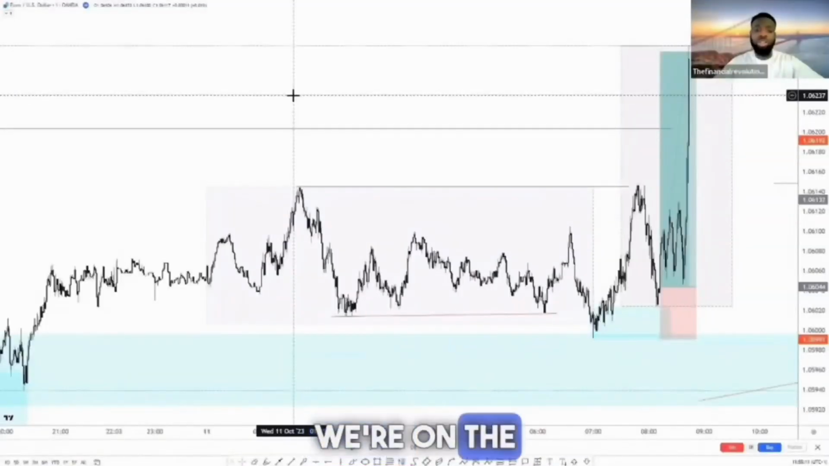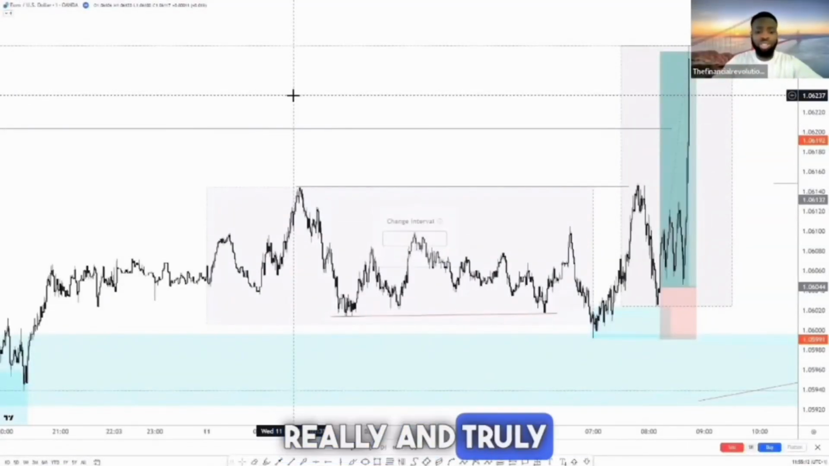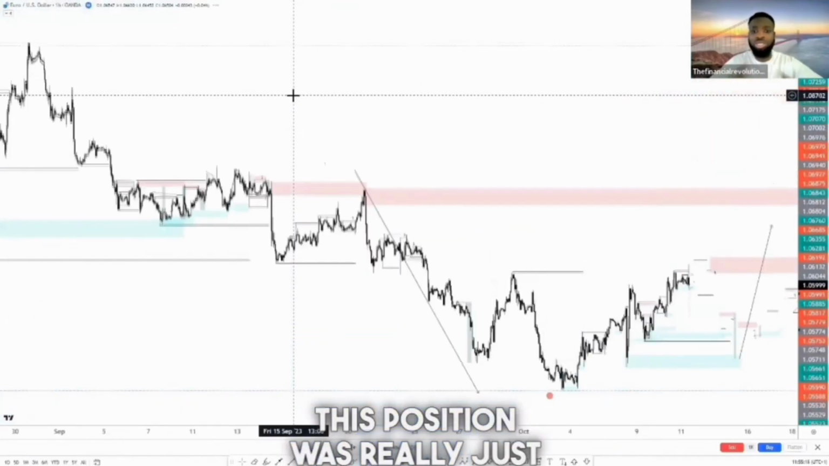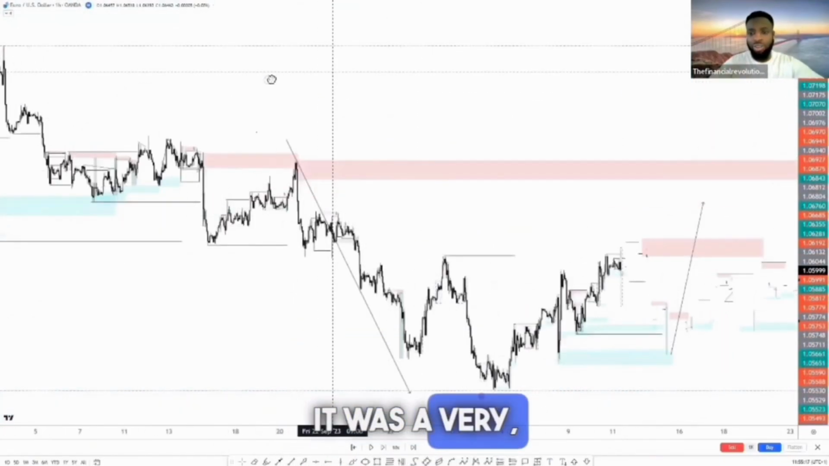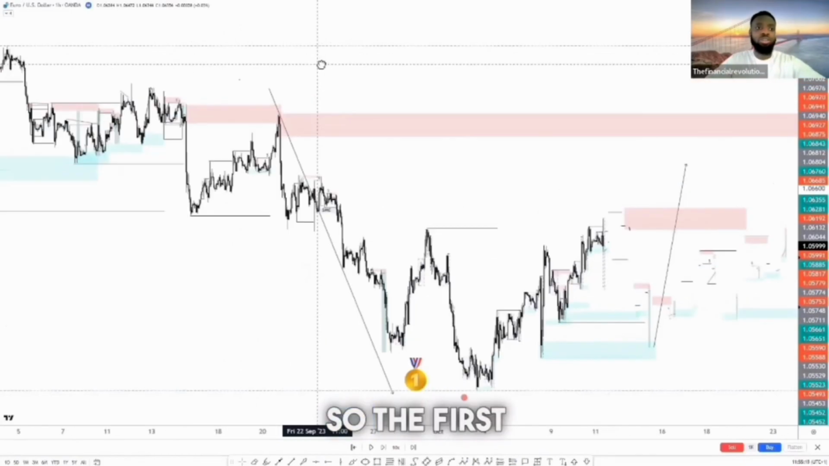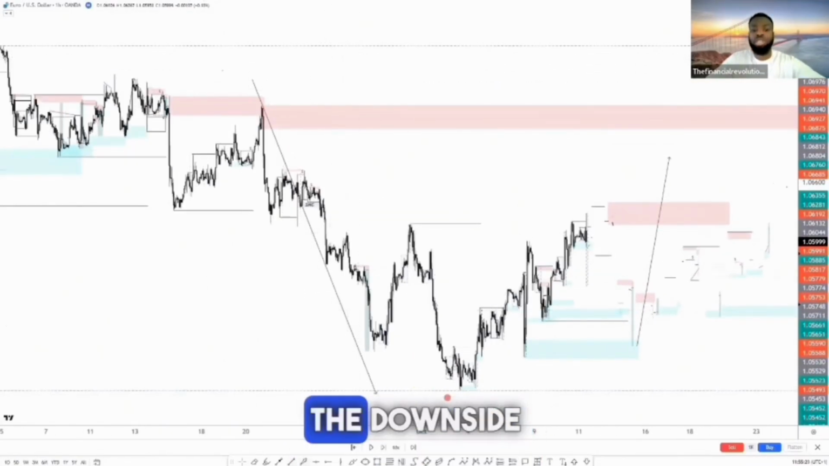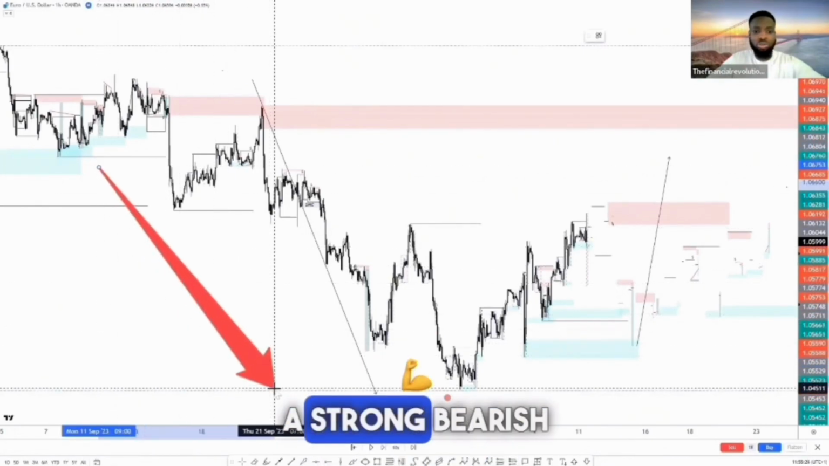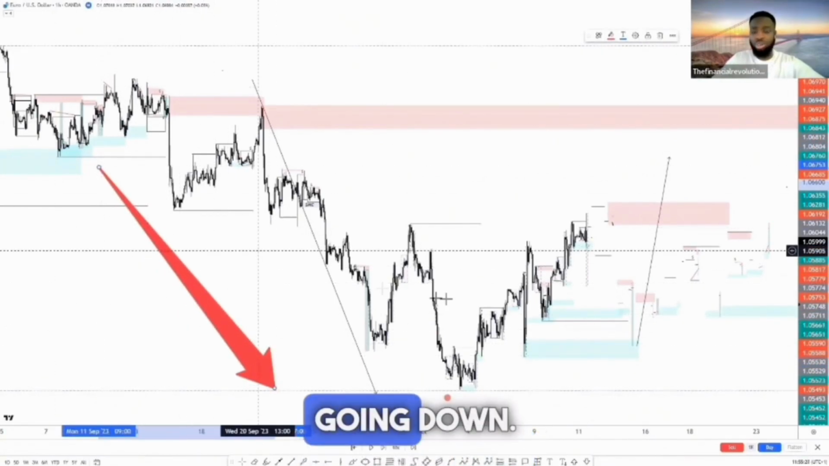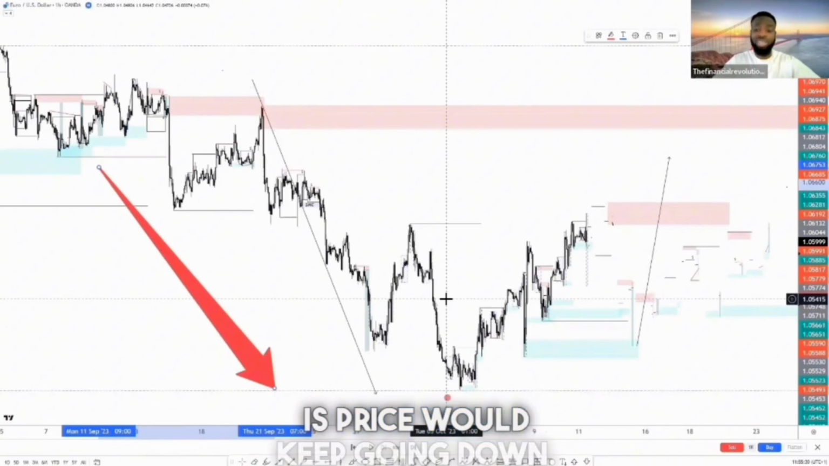Alright, guys, so on the chart now, we're going to cover the position. Really and truly, I'll be honest with you, this position was really just based on the 1 hour. It was a very quick intra-session trade. The first thing I know is obviously that price was going to the downside very heavily. If we look, you can see they have this strong bearish push to the downside. Price was just going down. So the anticipation is price should keep going down.